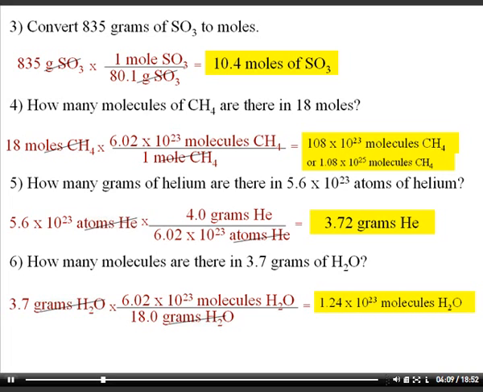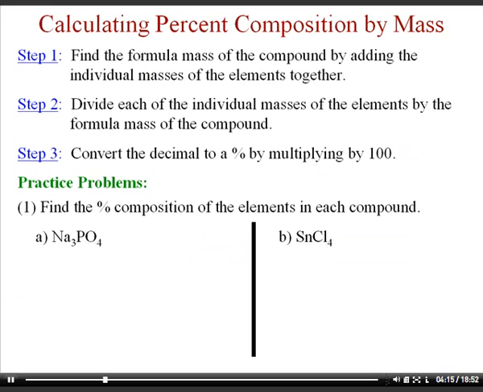So those are conversion problems using our conversion factors. A lot of them come from the formula masses or atomic masses from the periodic table. Now the meat of the chapter happens on the next slide. One of the calculations that you have to do that's new stuff in this chapter is calculating the percent composition by mass of a compound.